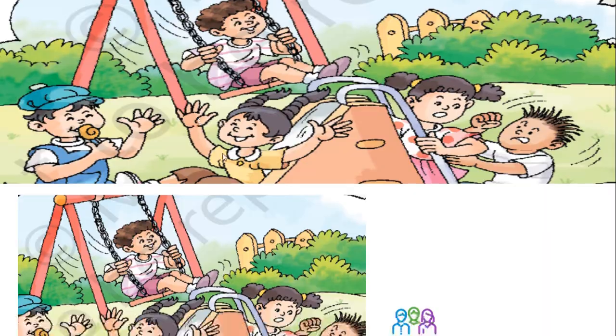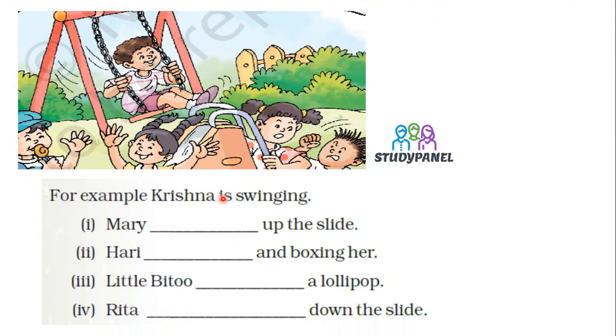Now, let us do it. For example, Krishna is swinging. So, Krishna will use is here and swinging means with swing we will use the ing form of a verb. Now, Mary. Where is Mary? Mary is climbing. She is climbing up the slide. So we have used is with ing. Now Hari is kicking. See, in this picture, you cannot see that Hari is kicking, but in your textbook, you can see it. Hari is kicking and boxing.